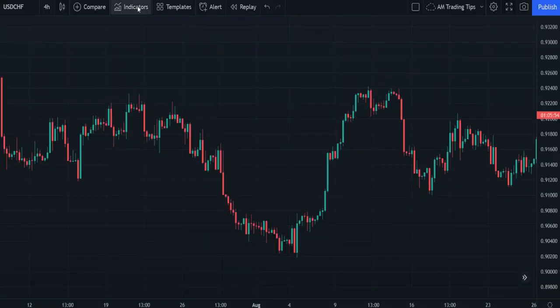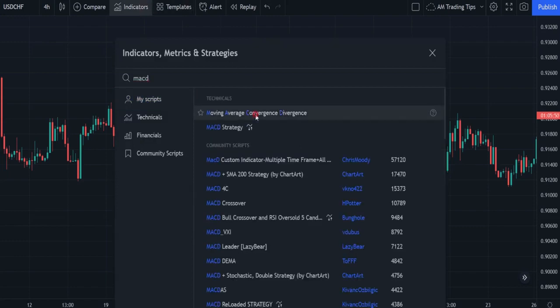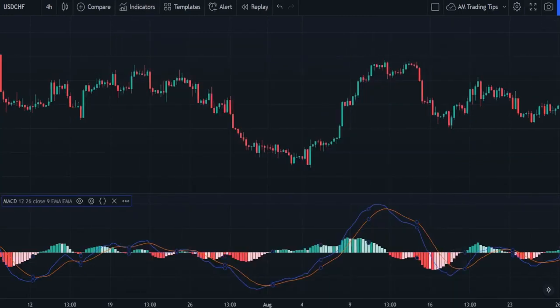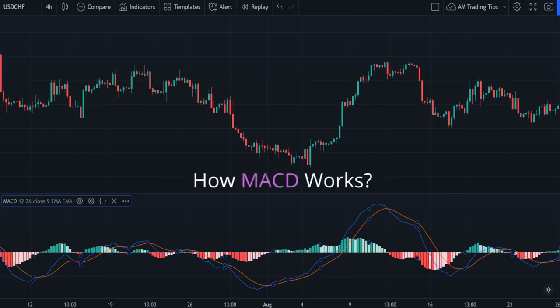Now let's start implementing our strategy by heading to the Indicators box, typing MACD in the search field, and clicking on the top one. Before we start, we first need to know how MACD works. We can see here that MACD has 4 components. First of all, we have these two lines.